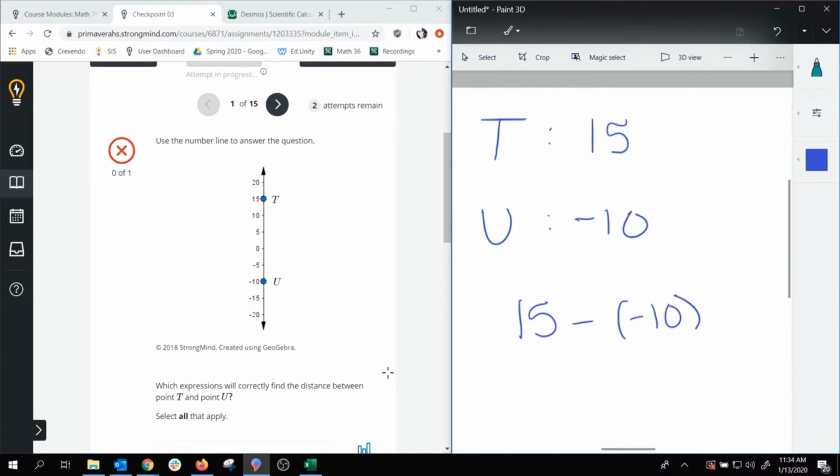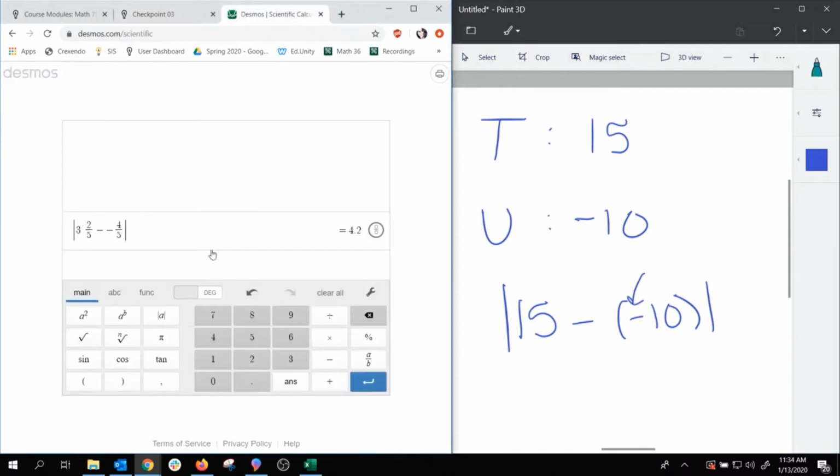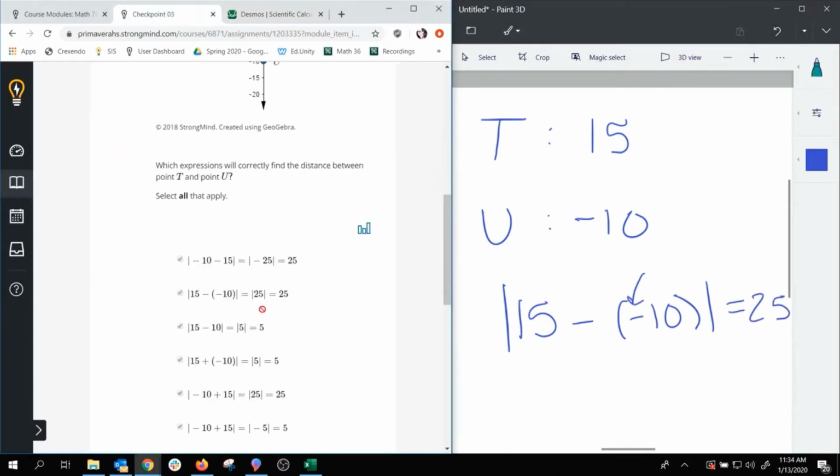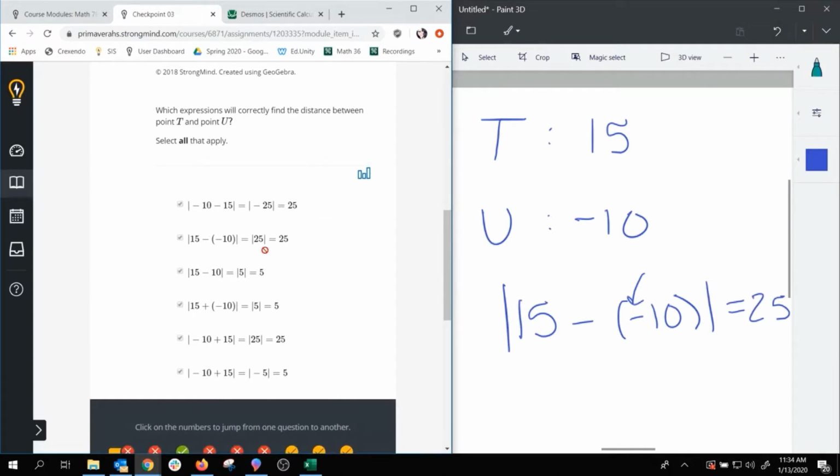When you're finding the distance, you're always going to be subtracting. But if you have a negative number like this -10, don't forget about the negative sign here. So this is one option, and then if I put these in absolute value, I can hit absolute value. So I do 15 minus -10, and it tells me it should be 25. This one right here is one of them. So 15 minus -10 equals 25.